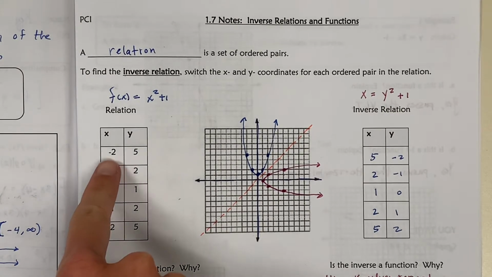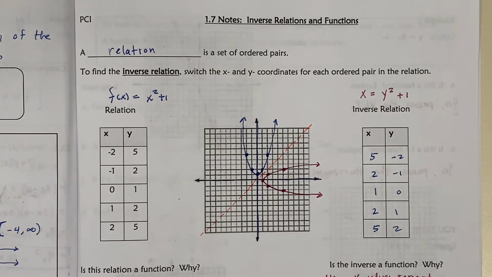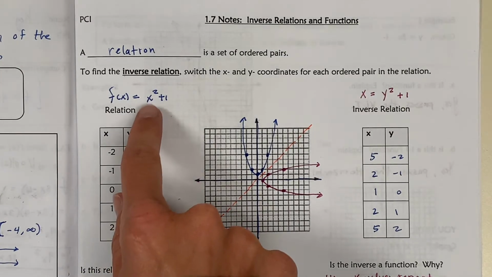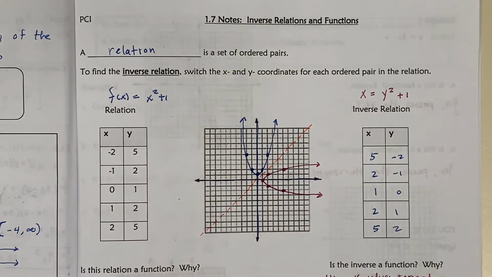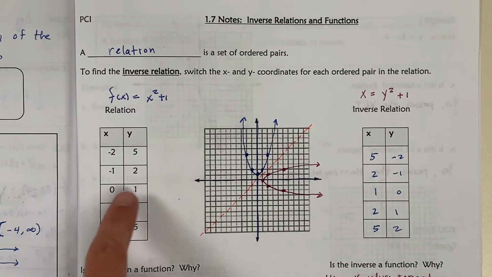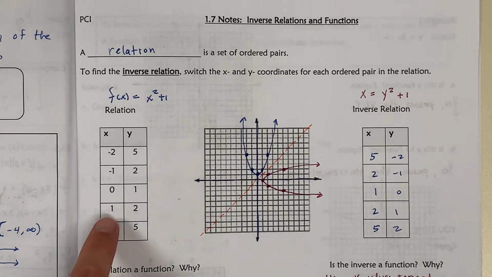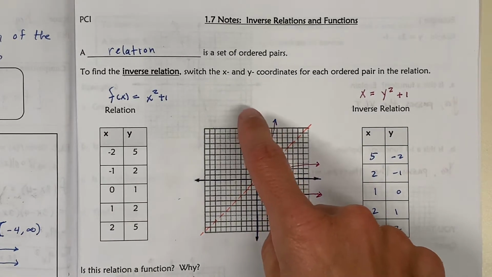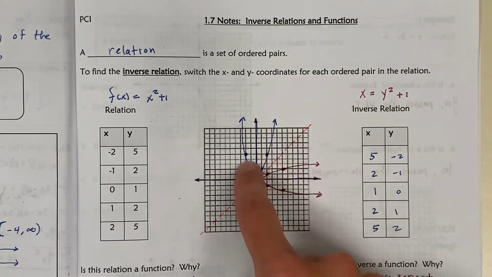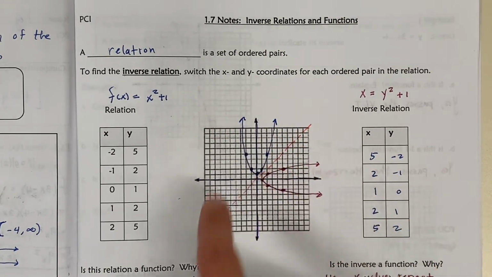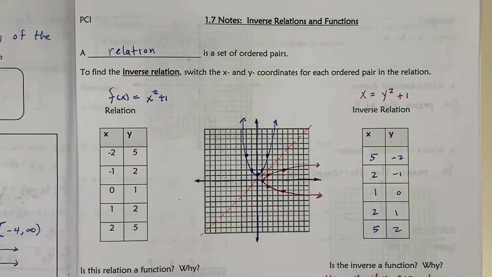If I plug in -2 for x and evaluate, I'll get 5 for f of x. If I plug in -1 for x, -1 squared is 1 plus 1 is 2. If I plug in 0 for x, I would get 1 for f of x. If I plug in 1 for x, I would get 2. And similarly, if I plug in 2, I'd get 5. So the graph in the blue, the quadratic, is the graphical representation of this relation on the left-hand side.